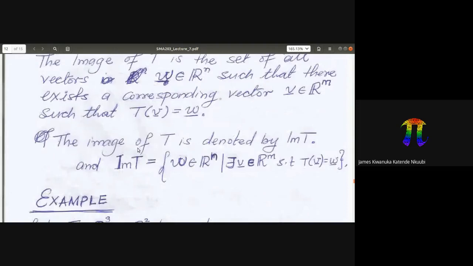So here is a shorthand. The image of T is denoted by Im T. And you can describe it in terms of sets. It means you get all vectors in Rn such that there exists a vector v in Rm which is mapped onto that vector. So any vector for which there's a pre-image will be in the image. So when you're working with functions, I think this is what you would call the range of a function, right?